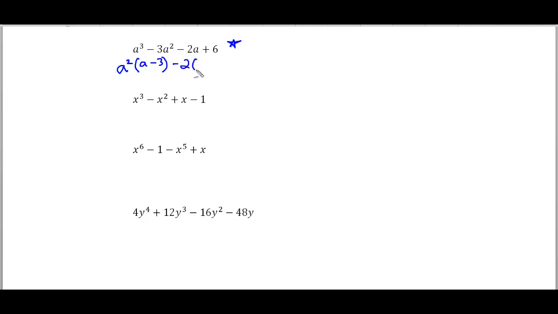So if I pull out a negative 2, then instead of a plus 6, I get a plus 3, I get a minus 3, because that negative 2 has to change that to its opposite sign. So this gives me a squared minus 2 and a minus 3. And there's my factored form.